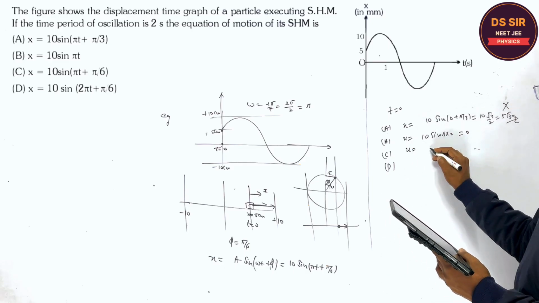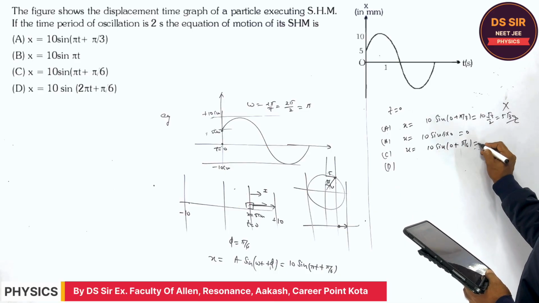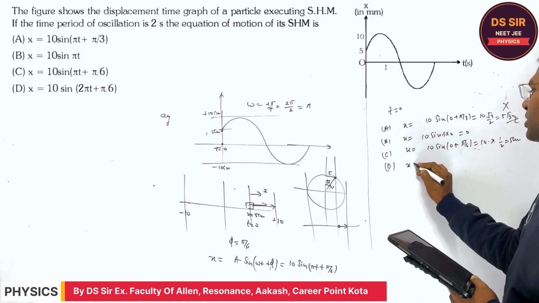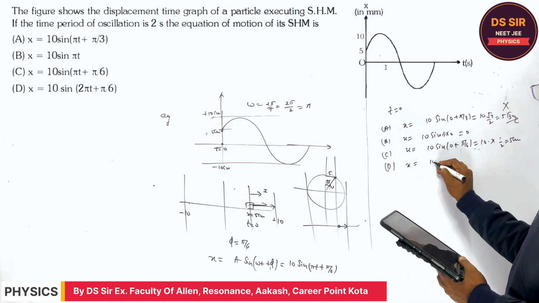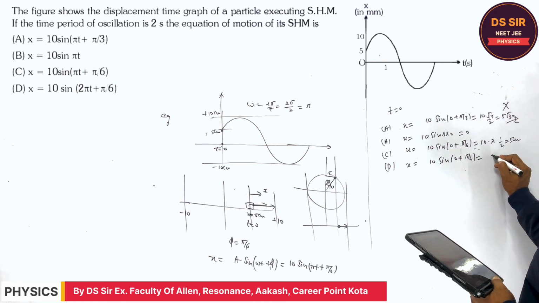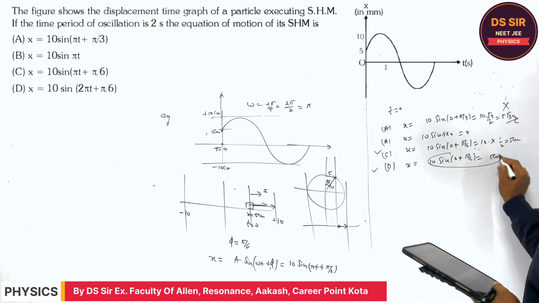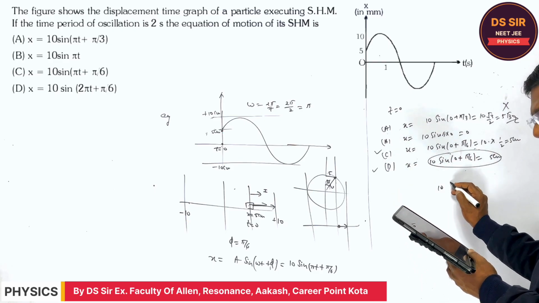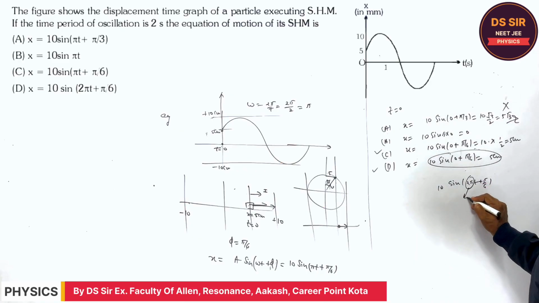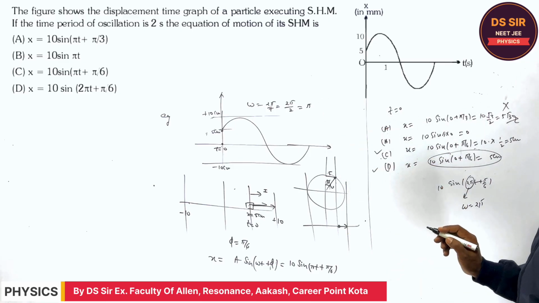In the next option, it is 10 sine 0 plus pi by 6. So sine pi by 6 is 1 by 2, it is 5 centimeter. Also, this is 10 sine 0 plus pi by 6, so this is also 5 centimeter. So either may be correct. But when you check the D option, 2 pi t plus pi by 6, this omega is 2 pi, which is not correct. So therefore, the C option is correct.